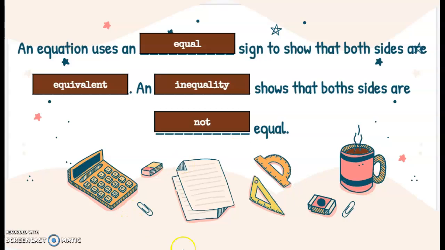But this right here is what we need to know. We've done equations already. We saw that x equals a specific number and it has that one solution. An inequality is going to show us that it will have multiple solutions, and that's why both sides are not equal.